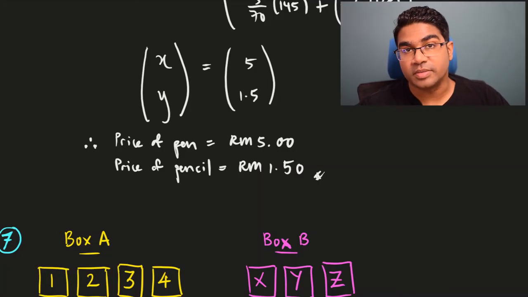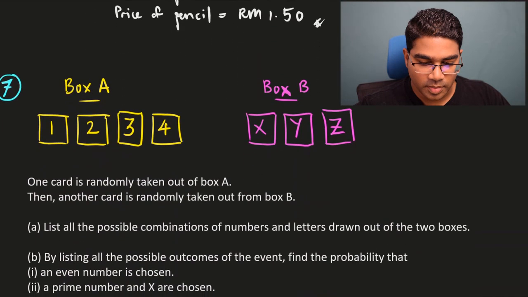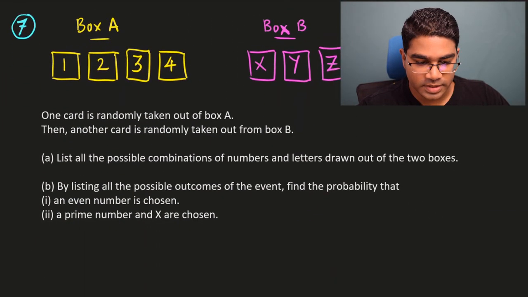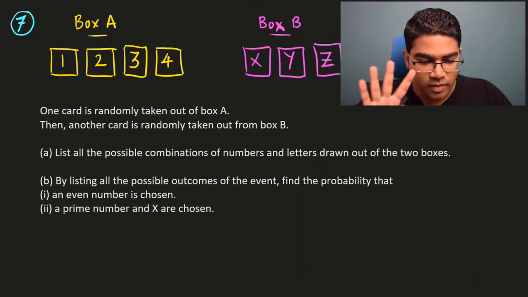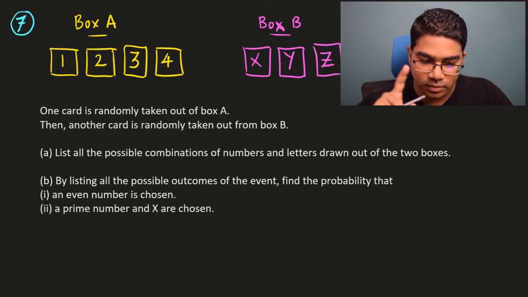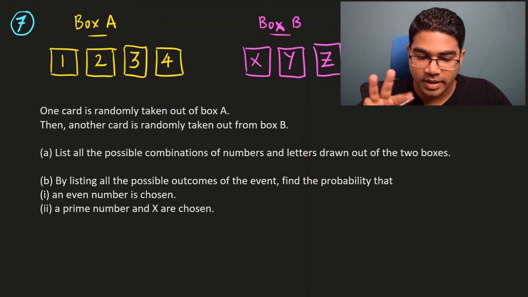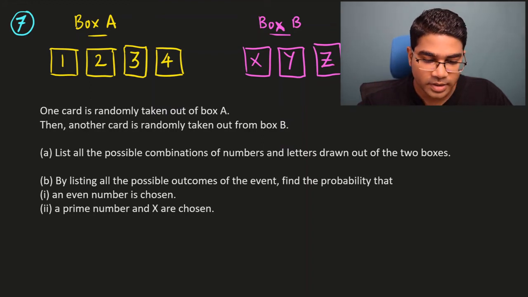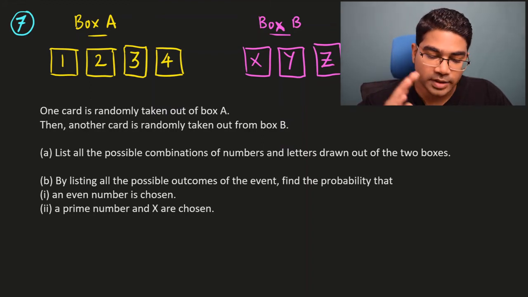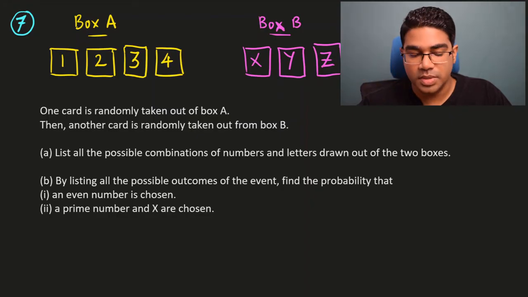This is how we use the matrix method. Now let's go into probability. Let's look at this question. Box A has 4 cards, 1, 2, 3 and 4. Box B has 3 cards, X, Y and Z. One card is randomly taken out of box A, then another card is randomly taken out from box B.